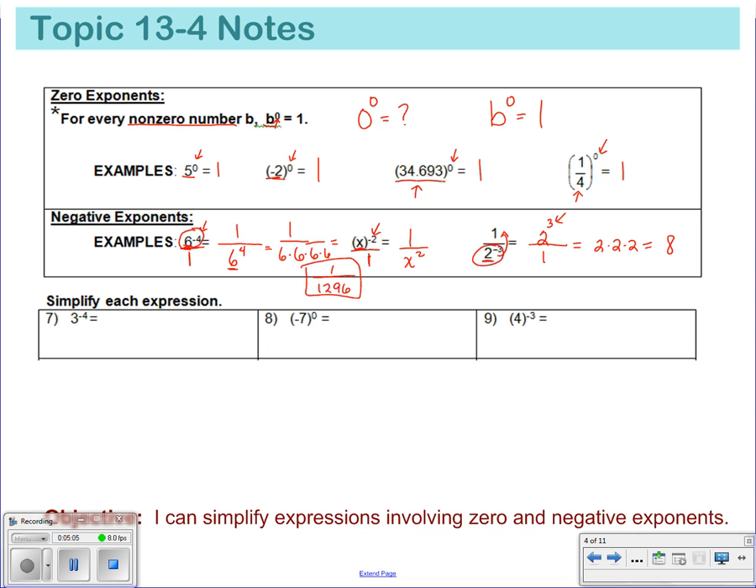So now let's do this. Our first problem, we have 3 to the negative 4. I see a negative exponent, so I'm going to write it like a fraction over 1. The negative exponent was initially on top, so now we move the base, the same number, the exponent becomes positive, and the 1 comes on top.